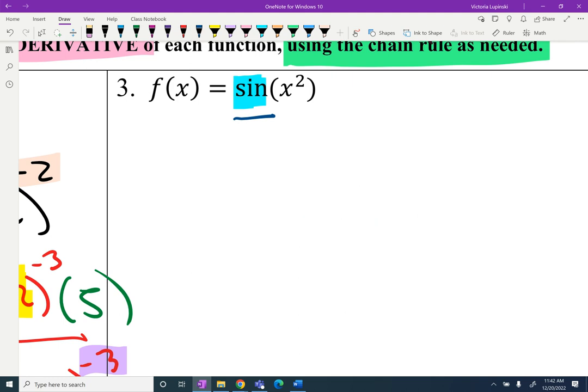This is just a sine problem because you have to take the sine of something. That's something that I saw a few of you having issues with over the last few days. So hopefully that helps to clarify.